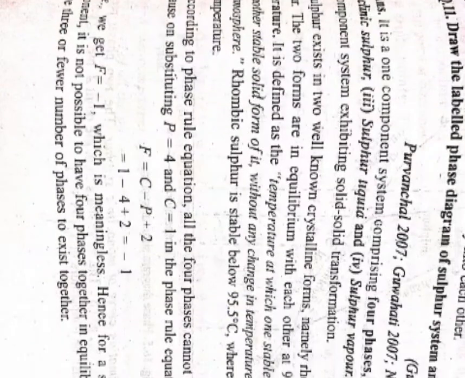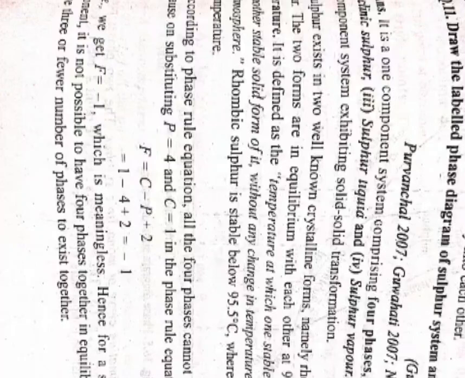Sulfur exists in two well-known crystalline forms, namely rhombic sulfur and monoclinic sulfur. The two forms are in equilibrium with each other at 95.5 degrees Celsius, which is the transition temperature, defined as the temperature at which one stable form of a solid is transformed to another stable solid form without any change in the system or the atmosphere. Rhombic sulfur is stable below 95.5 degrees Celsius, and monoclinic sulfur is stable above this temperature.